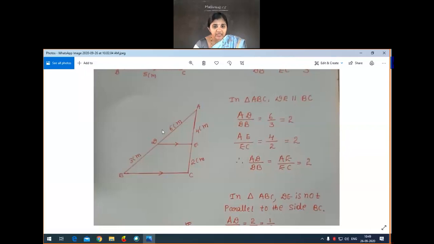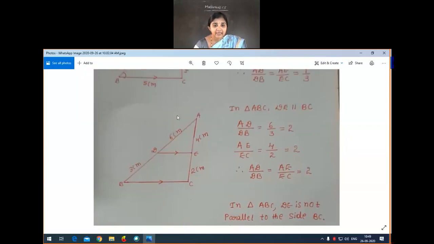So when DE is parallel to BC, what happens here is AD divided by DB is equal to AE divided by EC. So these two ratios are equal. AD by DB is equal to AE by EC, that is equal to 2. Okay, so this is about the second figure.